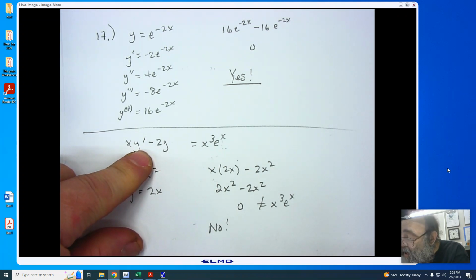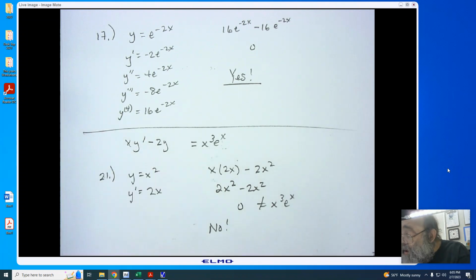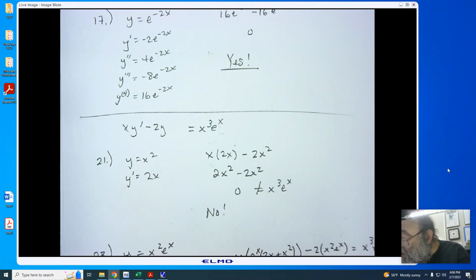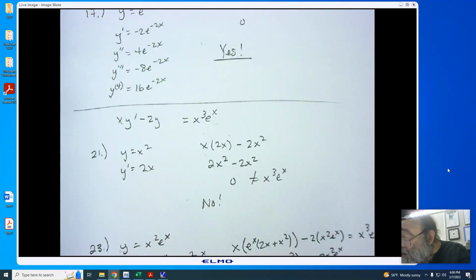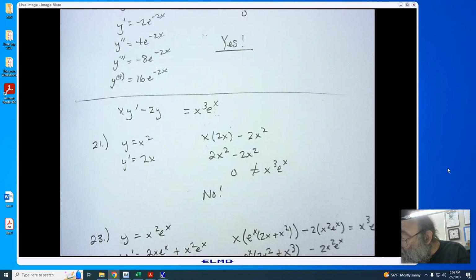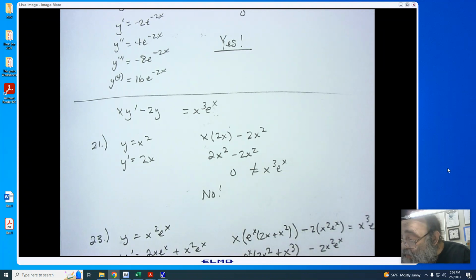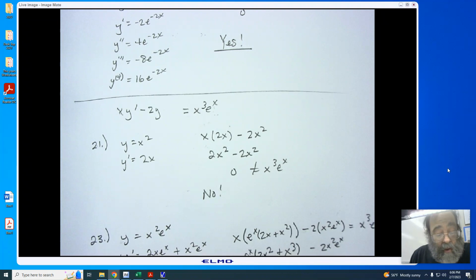And I want to show that I have an x cubed e to the x. When I distribute, I have e to the x times 2x squared plus x cubed minus 2x squared e to the x. This is giving me 2x squared e to the x plus x cubed e to the x minus 2x squared e to the x. The 2x squared e to the x is canceled, and I'm left with x cubed e to the x does indeed equal x cubed e to the x. That is therefore a check or a yes.